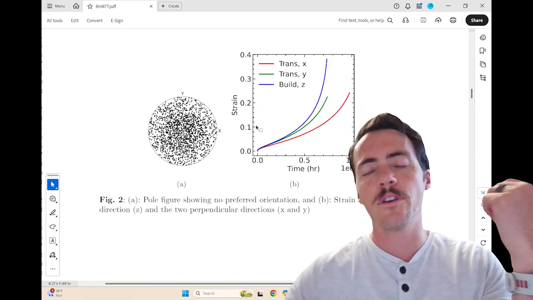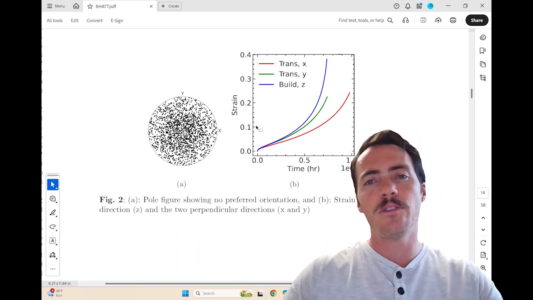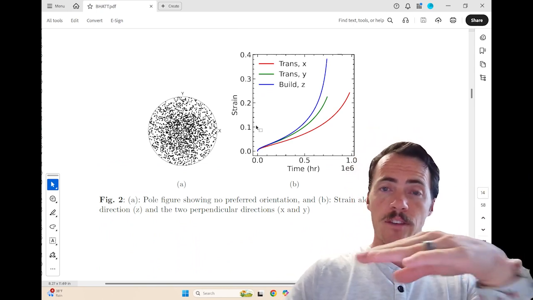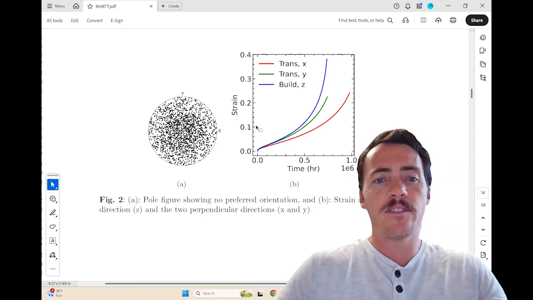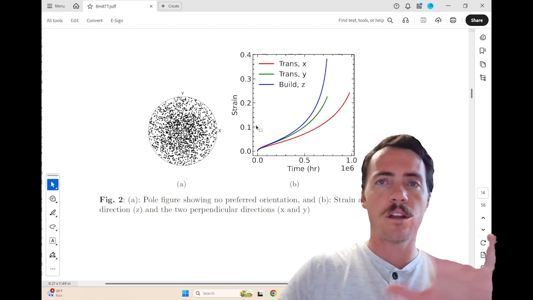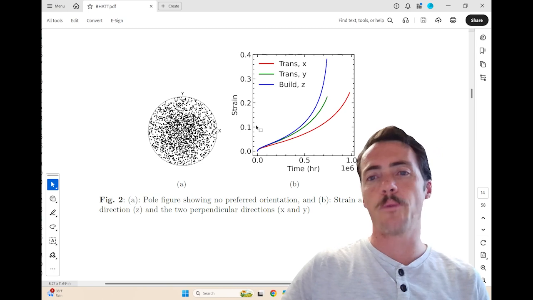So if you look at this figure here, they're essentially showing you strain versus time. So the strain rate would be the slope here. And you've got it as a function of the build direction, whether it's the transverse, like the laser path, X or Y, or the build direction defined as Z. And what you're seeing here is that even if there's no preferred orientation, which the pole figure on the left is showing, it's not like there's any texturing here, you're still seeing higher creep in the build direction.